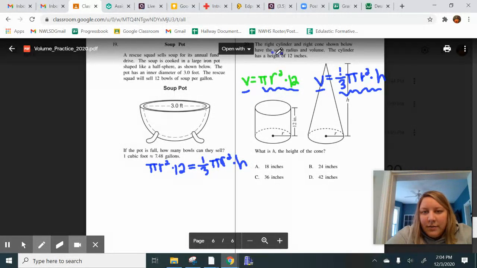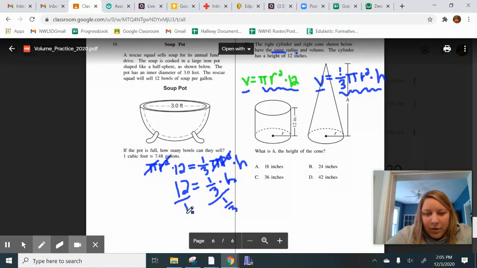They said the radius is the same. So since the radius is the same and they're on either side, we can just cross them out. Same thing with the pi. The pi is on both sides, so we can cross those out. Like if we were to divide them, they would divide and become 1. So it doesn't matter, we can just cross them out. So now we have 12 equals 1/3 times h. So what I would do is I would divide by 1/3.